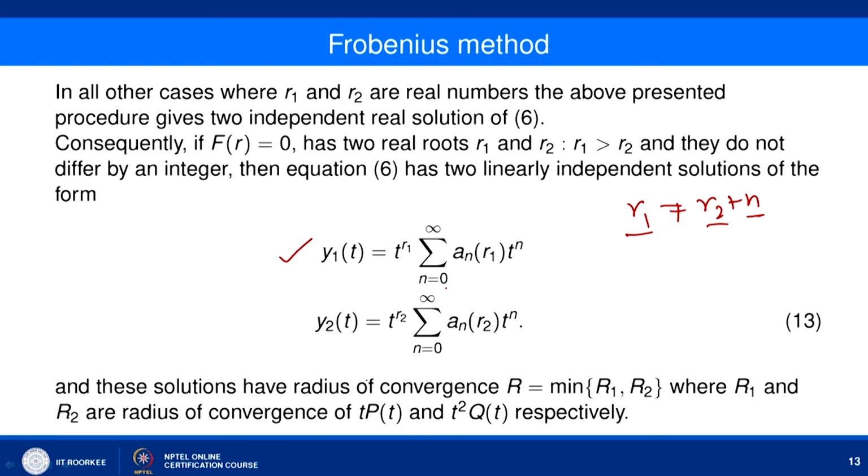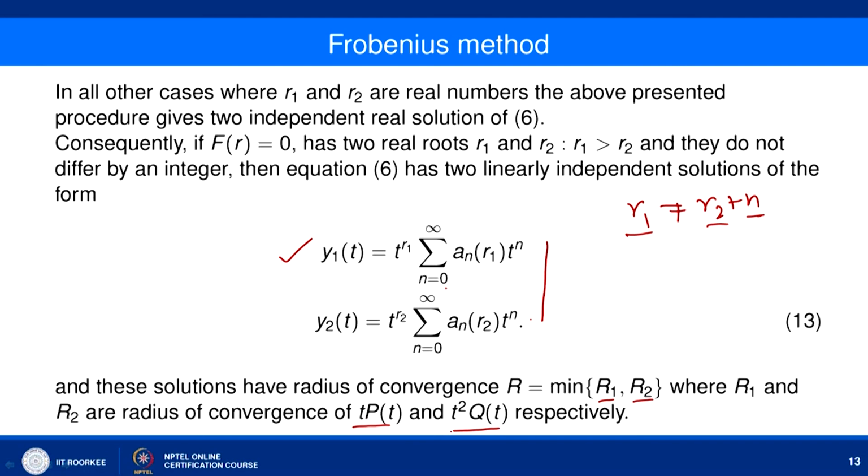And these solutions have radius of convergence R, the minimum of R1 and R2, where R1 and R2 represent the radii of convergence for tp(t) and t squared q(t), because tp(t) and t squared q(t) have power series expansions. So, they must have a radius of convergence. If you take the minimum, that is going to be the radius of convergence of the solution here; that is the guarantee of this method.